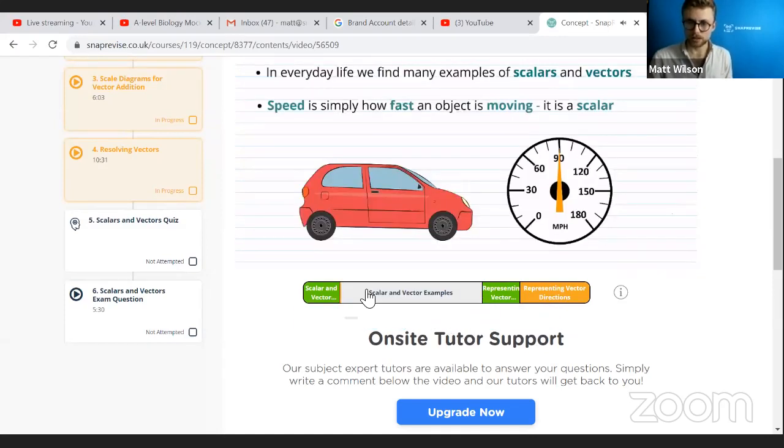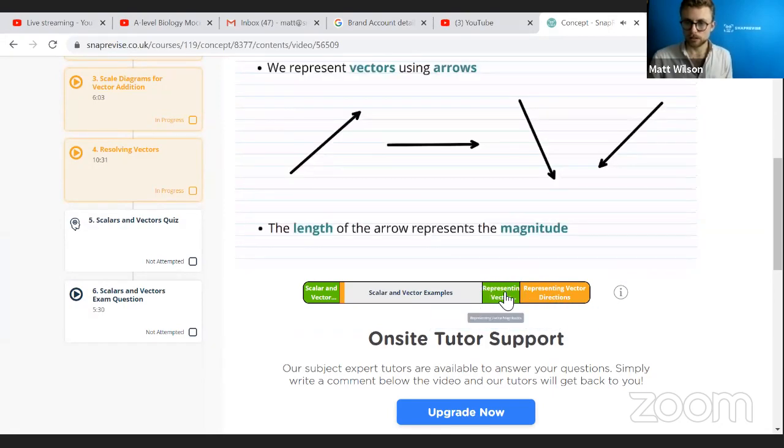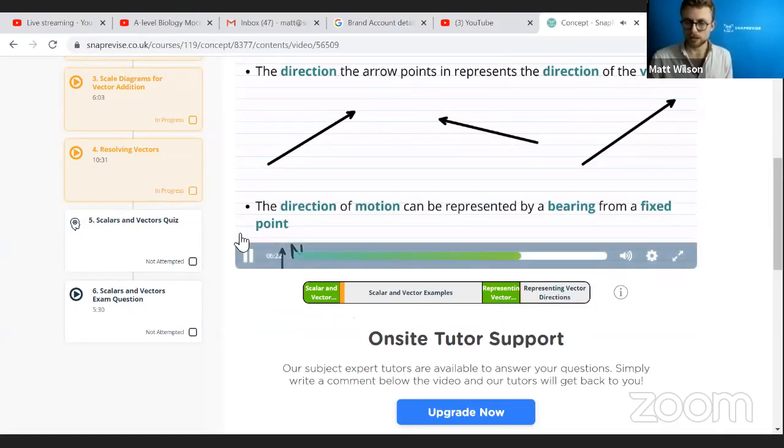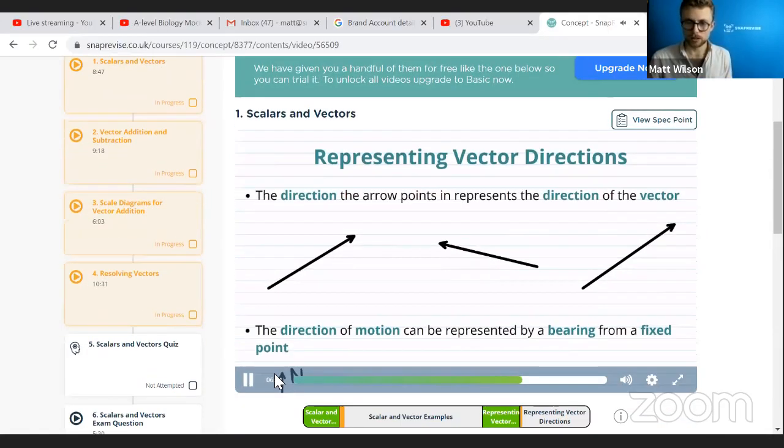So this is super handy. You can click to the start of the section that you need to read. Like, we needed to see some examples. We can go straight to there. We didn't need to see this section on magnitudes. No need. But we did want to see representing vector directions. And there we are on the video. So this is really handy for streamlining it.